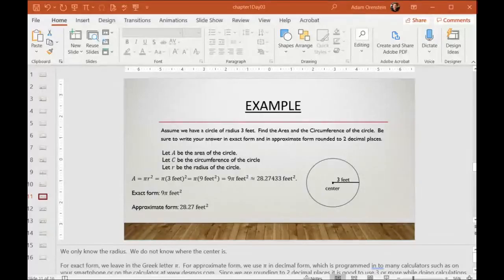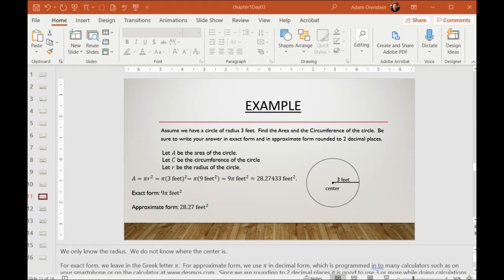Are there any questions about this though? Yeah. I'm trying to put pi in the calculator, but it's not working. I'm not getting the same answer. So what exactly do you put into the calculator?